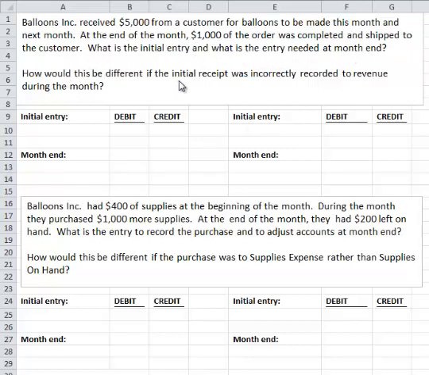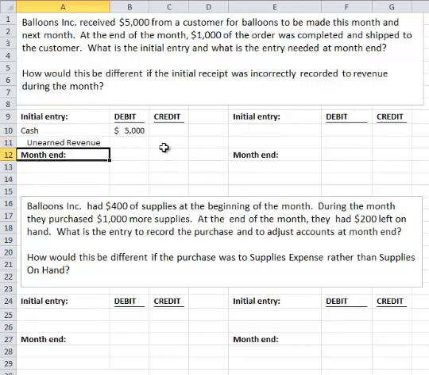And how would it be different if the initial receipt was all recorded to revenue? Alright, so let's do the non-error condition first. So we would have gotten the cash. We would have debited cash, made cash go up, and we should have credited unearned. Why should we have credited unearned revenue?